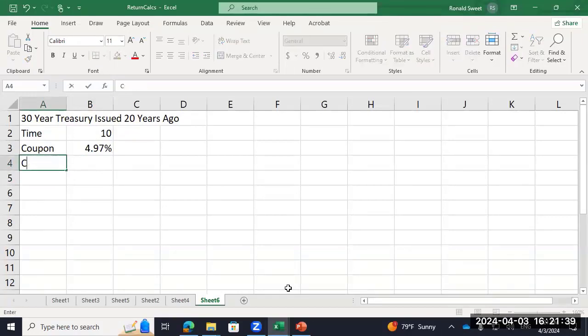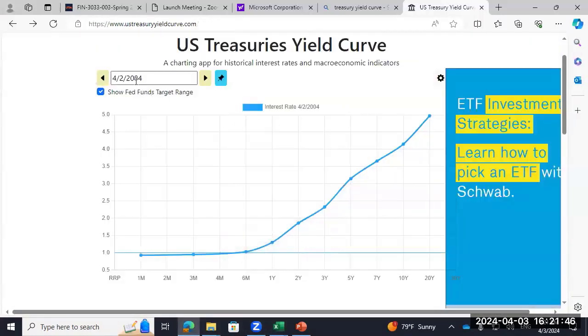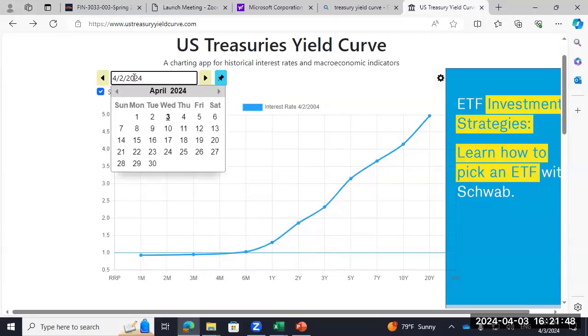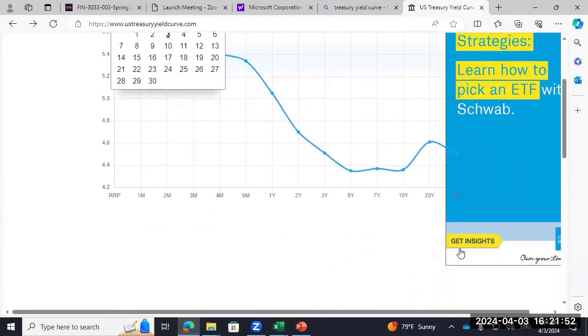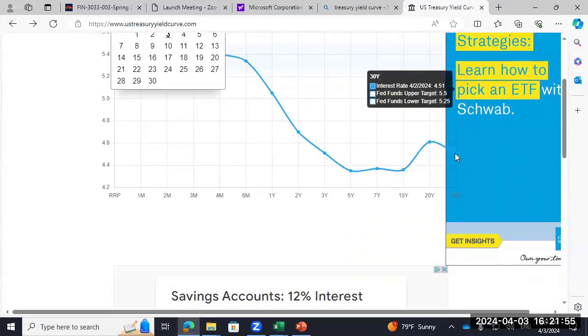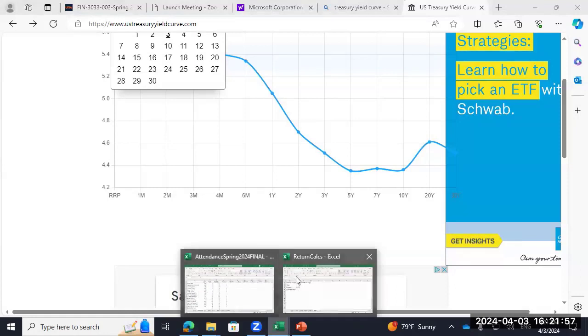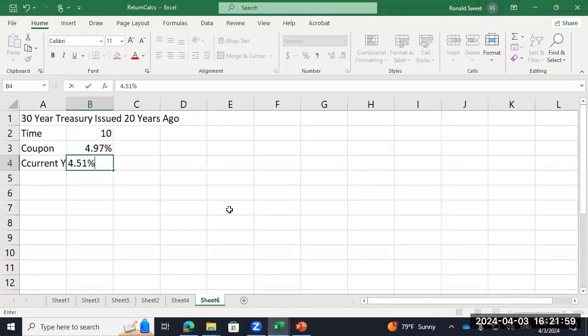The current yield. I don't know what this thing here is, and I don't know how to get rid of it, but where is the 30-year? 451. So is this a discount bond or a premium bond? It's paying you 497, and the best you could get anywhere else right now is 451. It's going to be a premium. All right, we have to adjust it.